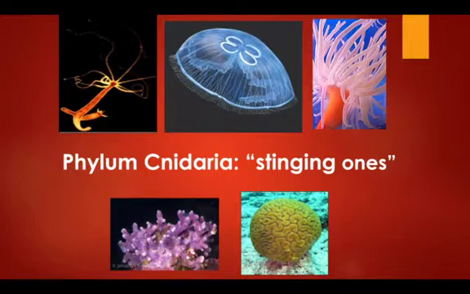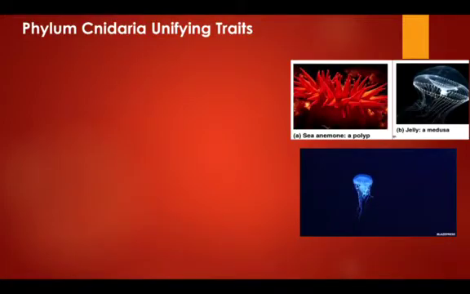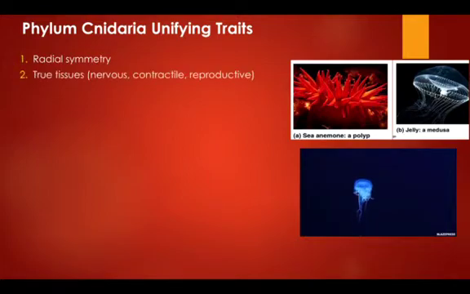All right, next we're going to get into the phylum Cnidaria. Cnidaria translates to, quote, stinging ones. So these are going to be things like sea anemones and sea jellies. Some unifying traits of the phylum: they are radially symmetrical, which means you can split them along any plane and you have two equal sides. They do have true tissue. They have nervous tissue, contractile tissue, and reproductive tissue.